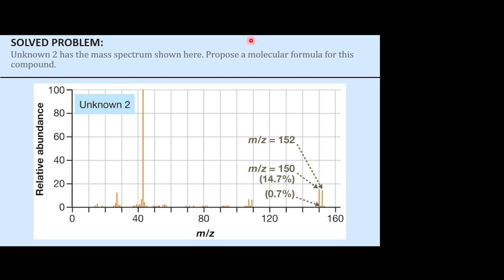So what's the M? 150. That's your M plus peak, right? Okay. That's the mass of your compound. Yep. It's mass. All right.